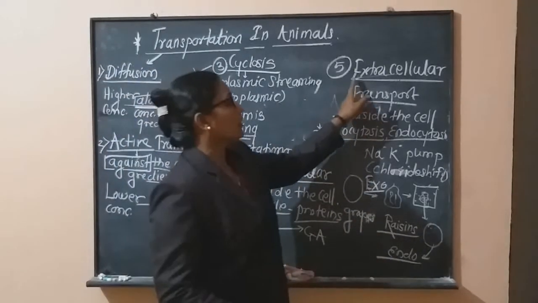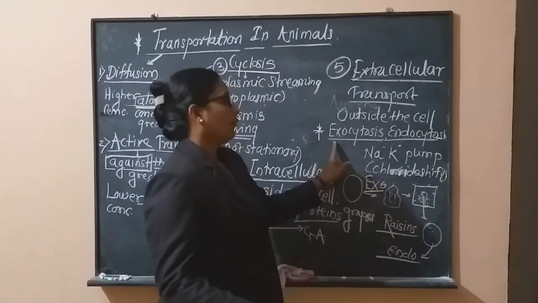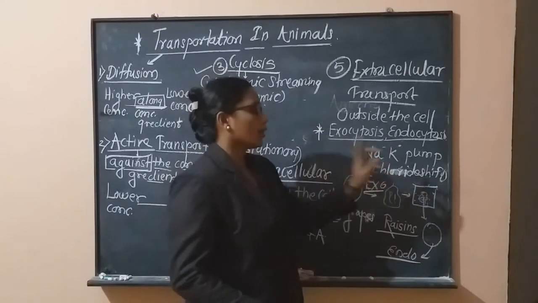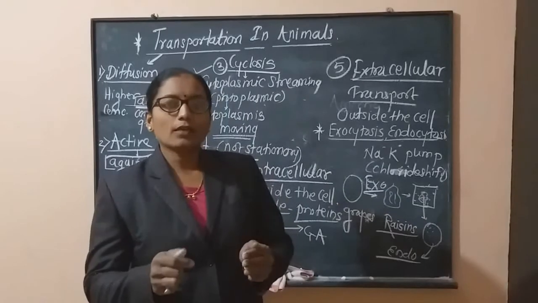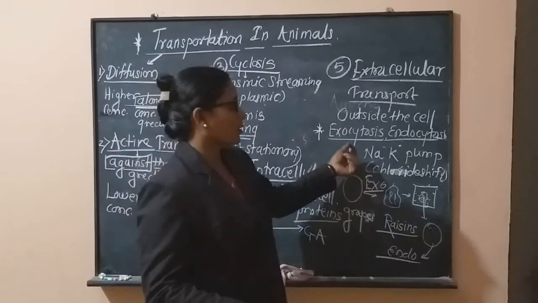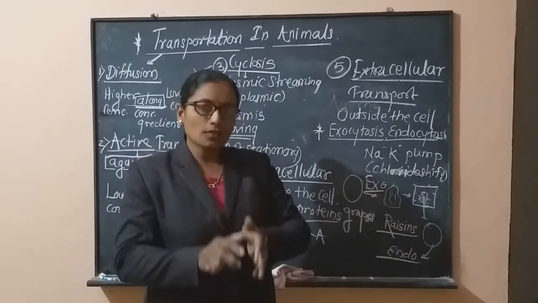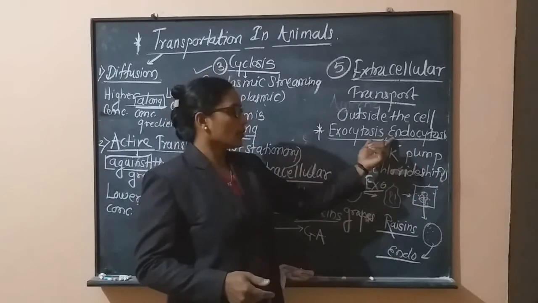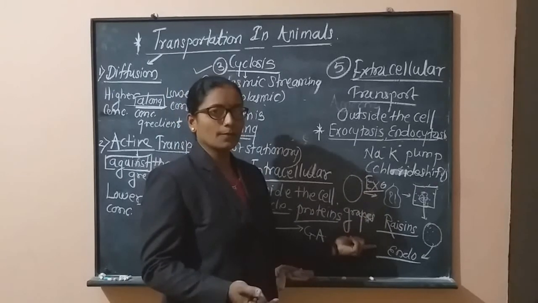And the fifth one is extracellular transport. Extra means outside the cell. For example, exocytosis, endocytosis and the sodium potassium pump. Exocytosis means when the cell loses its content outside the cell. And endocytosis means when content comes inside the cell. Exocytosis and endocytosis are well explained with the help of the example of the dry raisin.